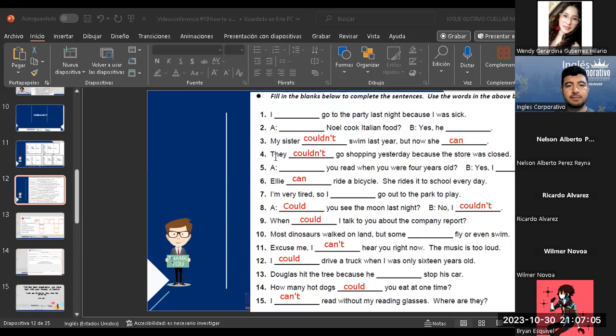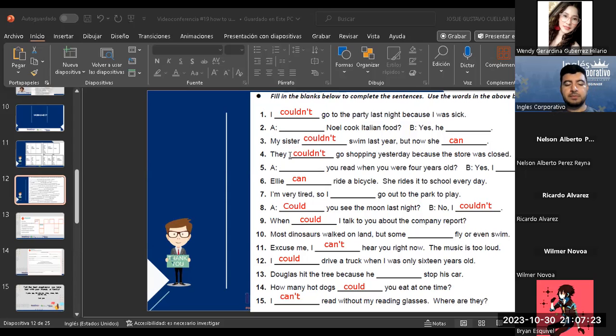Please. I will go to the party last night because I was sick. Okay, yes, I couldn't. No pude ir a la fiesta anoche porque estaba enfermo. Yes, o enferma. Yes, thank you. Buena excusa. Number two.